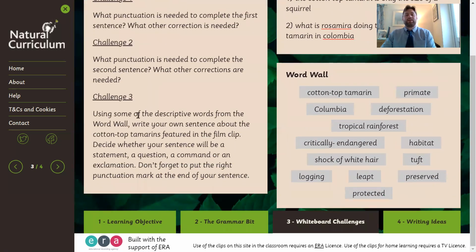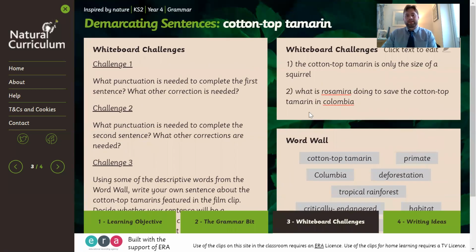Then challenge three, using some of the descriptive words on the word wall here, write your own sentences about the cotton top tamarin. You can look back in the film clip if you want, if you rewind the video. Okay, so you can pause the video now and complete your challenges.